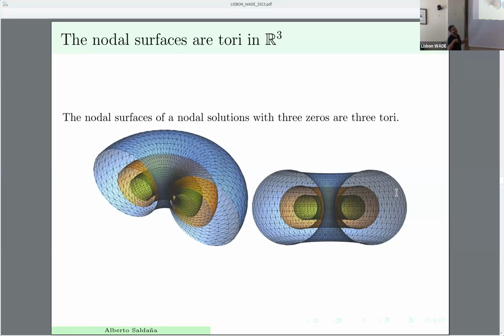So if we had a sign-changing solution that has, for example, 3 zeros, the solution in R3 would look like this. It would be, for example, positive inside the green torus, negative in the space between the green torus and the orange torus, positive again between the orange and the blue torus, and then negative again outside. So this is how nodal surfaces look for this construction, for these solutions with these symmetries.